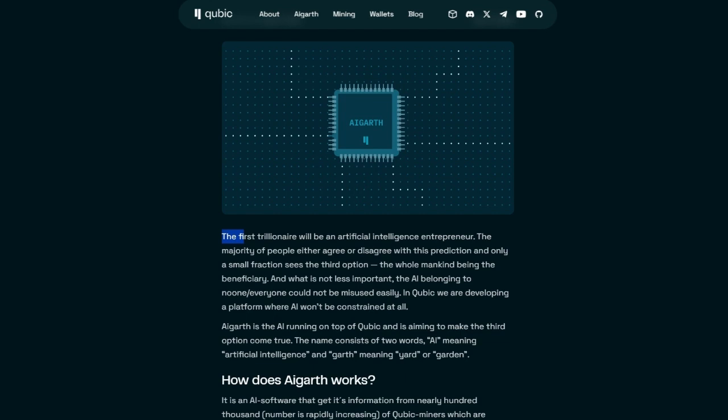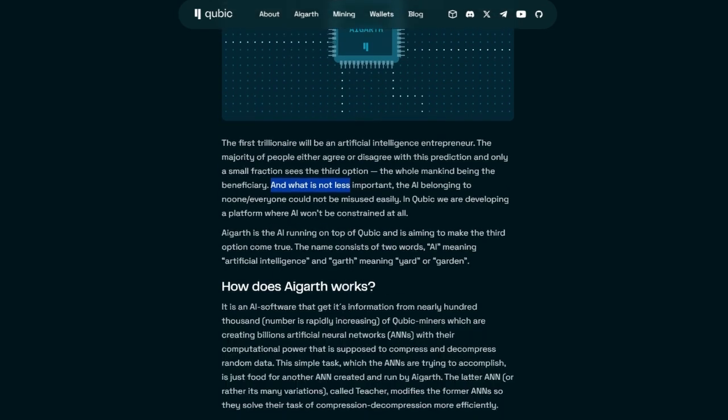In Qubic, we are developing a platform where AI won't be constrained at all. By the way, if the English doesn't sound great in this or very well written, it's probably not, because it's most likely written by Sergey Ivancheglo, who doesn't actually speak English, but he can write some English. But he's not in any way fluent in English, and probably uses a lot of translation to write this. But basically, what it's saying there is that rather than an AI creating the first trillionaire like Elon Musk or Jeff Bezos, benefiting from AI, it's saying, why not give AI that benefits everyone in the world, belongs to the people, and can't be misused to give some company or some person massive control over the world. So Aigarth is the AI running on top of Qubic and is aiming to make the third option come true. The third option being giving it to the people.